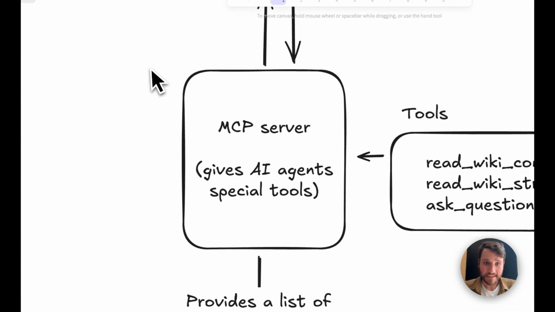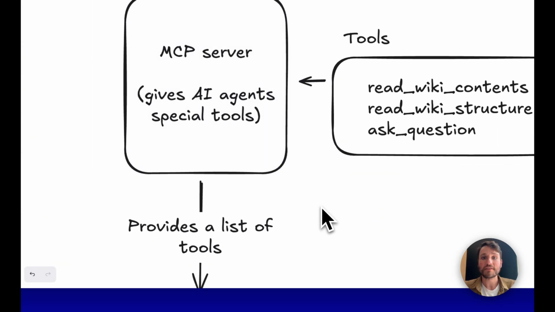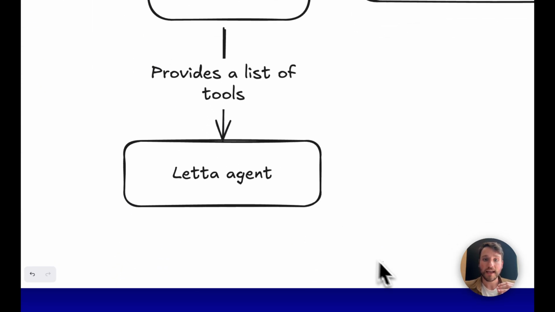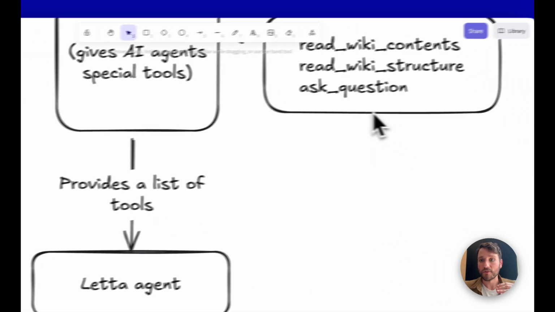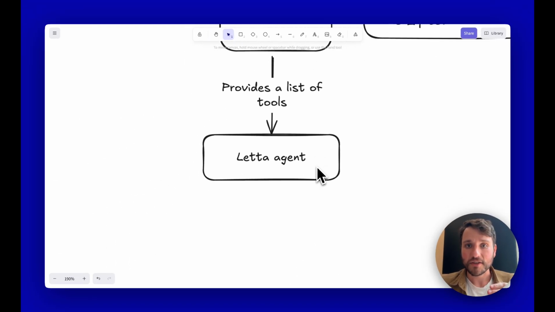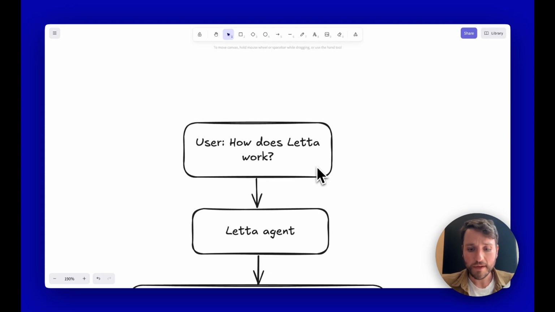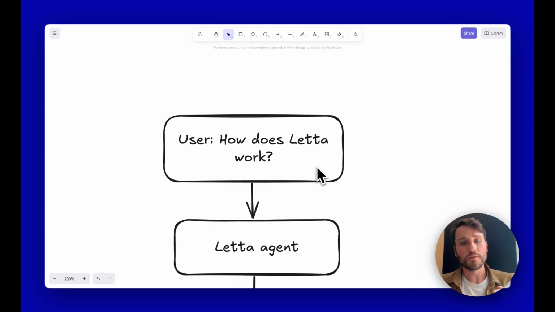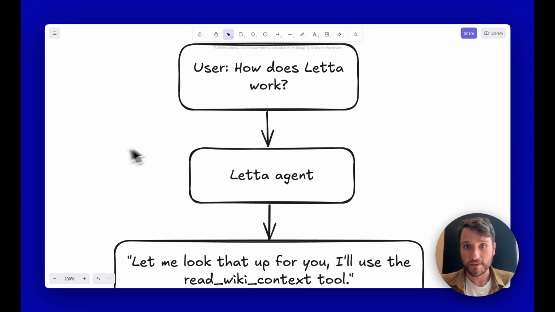Anytime an agent is connected to an MCP server, the MCP server will tell the agent, hey, you have access to these three tools: read wiki contents, read wiki structure, and ask question. That tells the agent what arguments it should provide to those tools to send to the MCP server. So the way this works in practice is you sit down with your agent and you ask it a question, just like you would if you use Claude or ChatGPT, right? You just type something into a chat box, and I'll show you what this looks like in Letta in just a second. So this query will go to your Letta agent.